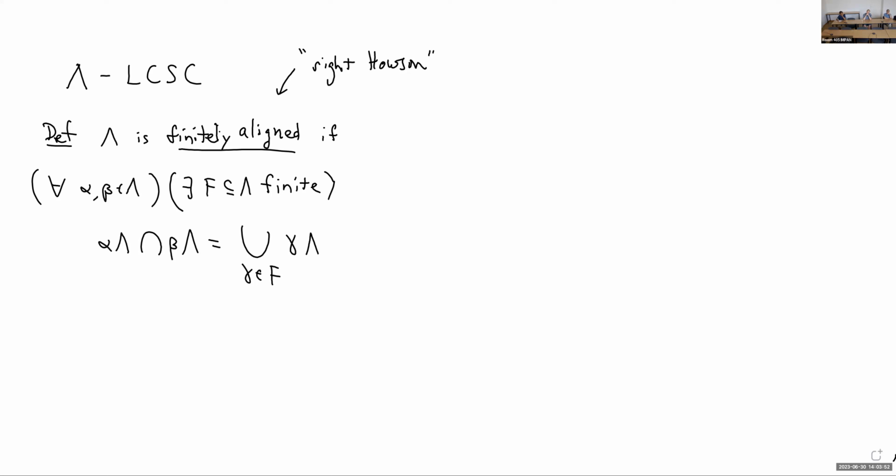Okay, so if the category is finitely aligned, then the construction of the locally compact Hausdorff space from lambda is actually much easier. The recipe is easier. So what is that? We'll make a definition. A subset, I'm just going to call it X, of lambda is called hereditary.